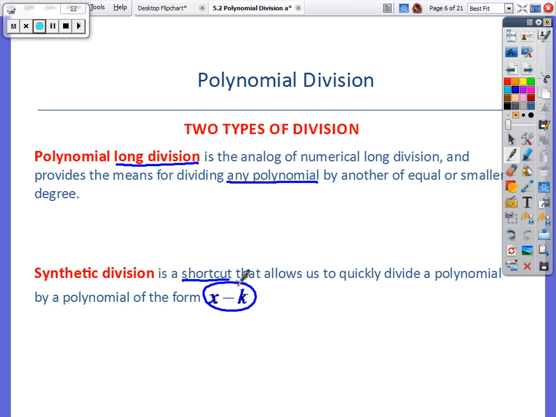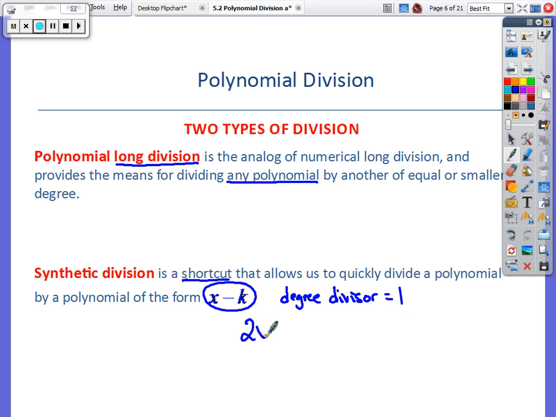So we can fix it if it's not, unless the degree is not 1. The degree has to be 1. Okay? The degree of the divisor has to be 1. If it's not 1, you can't use synthetic division. You have to use long division. However, if the degree is 1, we can manipulate the rest of it.